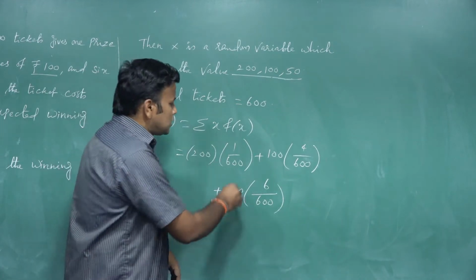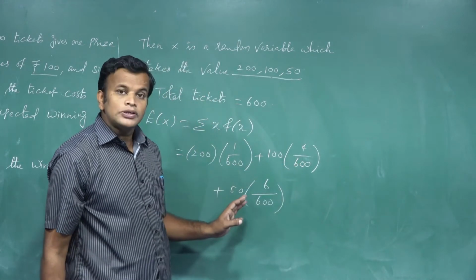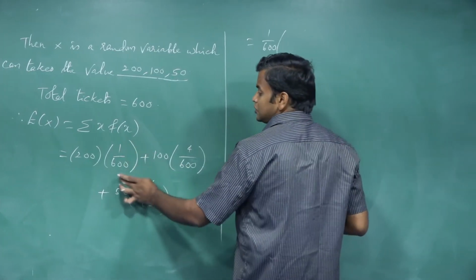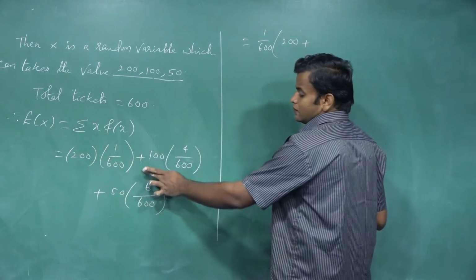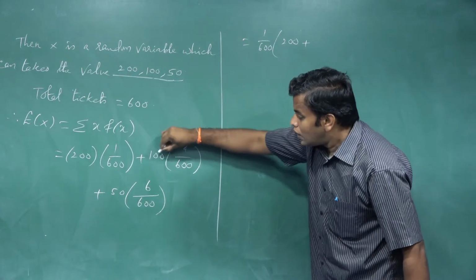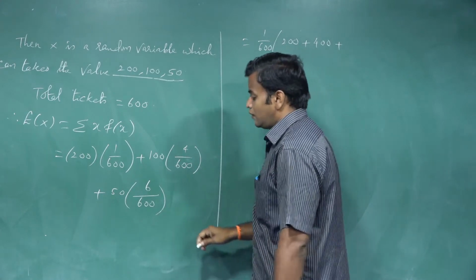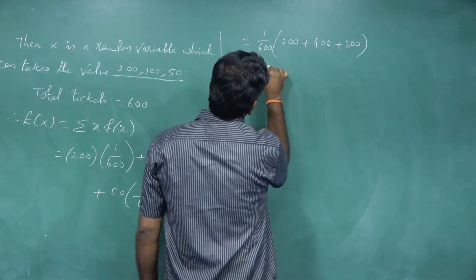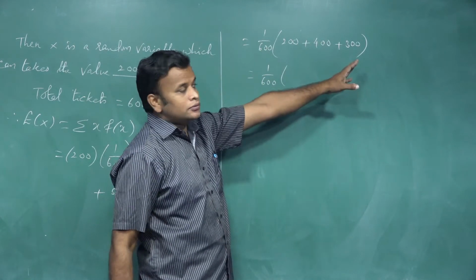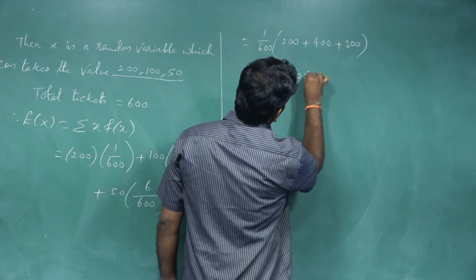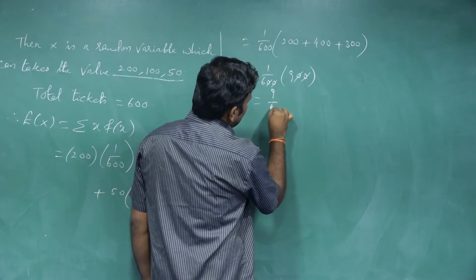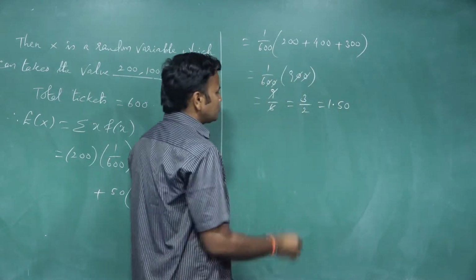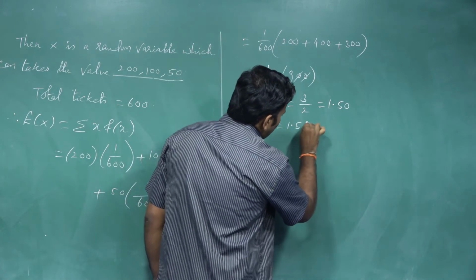You see in all the terms 1 by 600 is common. So first of all I will take 1 by 600 outside in each and every term. The remaining is 200 plus 100 into 4, which is 400, plus 50 into 6, which is 300. You add the numerator: 200 plus 400 plus 300 is 900. We cancel the 2 zeros, 9 by 6, we cancel and get 3 by 2. So 3 by 2 is nothing but 1.50. So the expected value is 1.50.